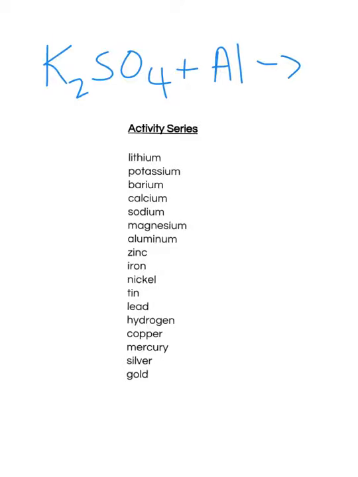So let's find those 2 elements. So potassium is way up here and aluminum is kind of middle of the road. And so what that tells me is that aluminum is in fact not powerful enough, not strong enough to bump out potassium. So potassium is going to be able to stand its ground and stay locked with my potassium sulfate, with the sulfate ion. And so what does that mean for this reaction? It means there is no reaction at all.